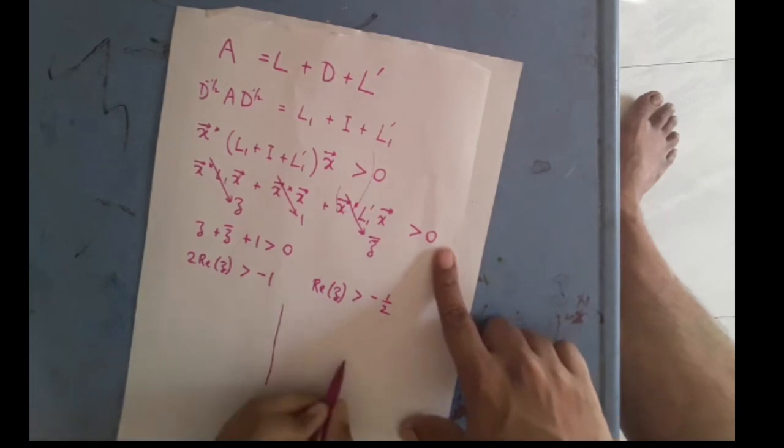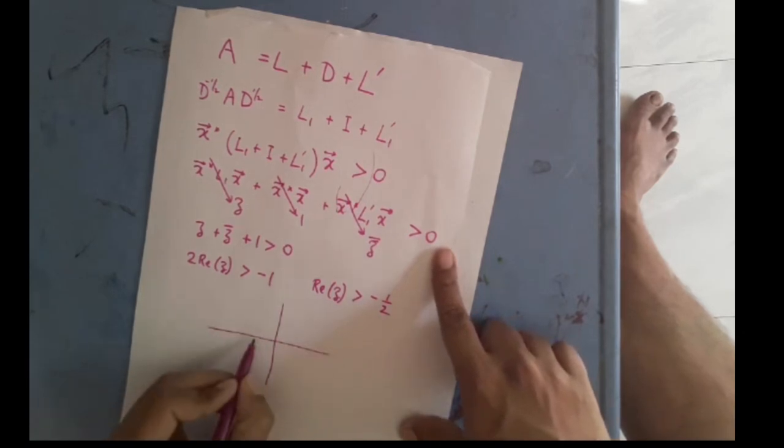Okay, let's draw it in the complex plane. Real part of z equal to minus half, this line.